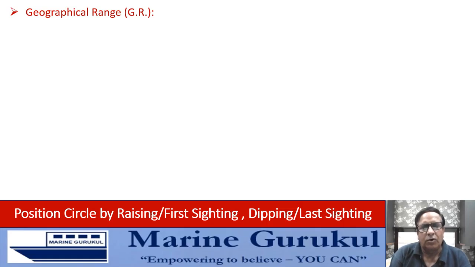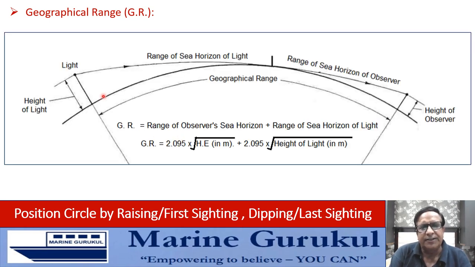Geographical range of a pair of observer and the object depend on their respective heights. As you can see in this diagram, we have a light of this much of height. Now it has its range of sea horizon, which is this much of distance. What does it mean? It means that if there is an observer at sea level, the maximum distance at which the observer at sea level can see this light would be this much.